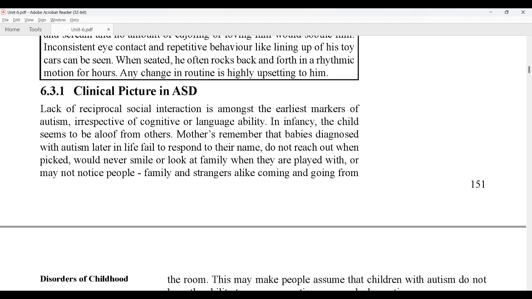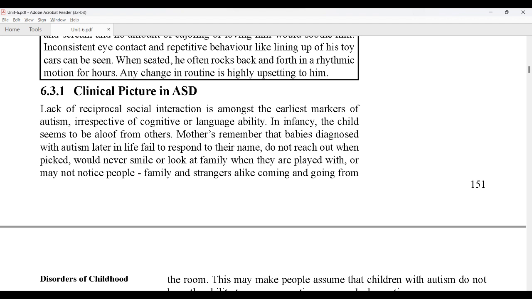6.3.1 Clinical picture in ASD. Lack of reciprocal social interaction is amongst the earliest markers of autism, irrespective of cognitive or language ability. In infancy, the child seems to be aloof from others. Mothers remember that babies diagnosed with autism later in life fail to respond to their name, do not reach out when picked up, would never smile or look at family when they are played with, or may not notice people, family and strangers alike, coming and going from the room.